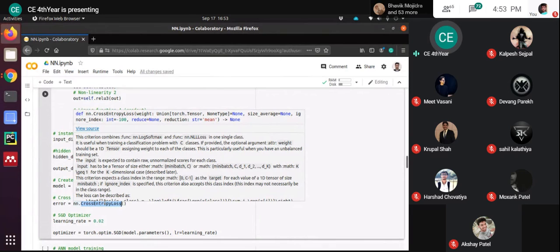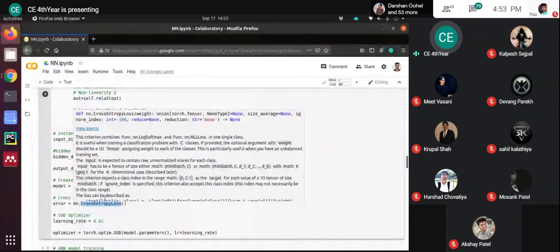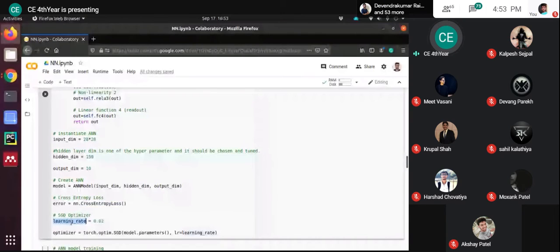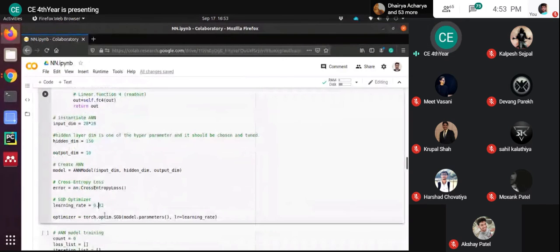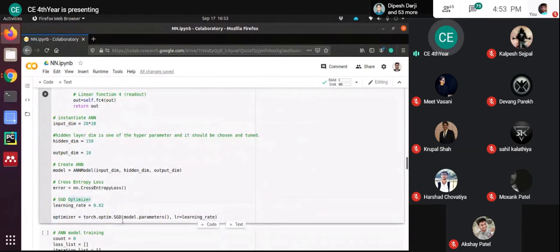Haven't we discussed this cross entropy in the past? And for this SGD optimizer that we are going to use, the learning rate that we are setting to 0.02. Once again, this optimizer is available in torch, so torch.optim, and which optimizer that you want to use. So we are going to use this SGD. Fine, and the parameter will be the model's parameters, and the learning rate will be the learning rate that we have just set. And if you can recall, this learning rate is one of the hyperparameters since we were learning the first model.